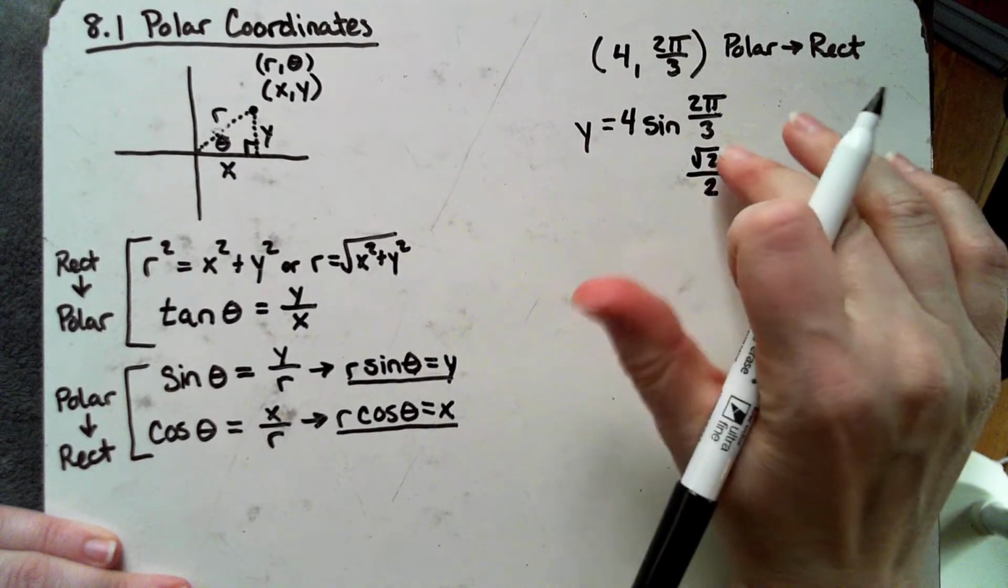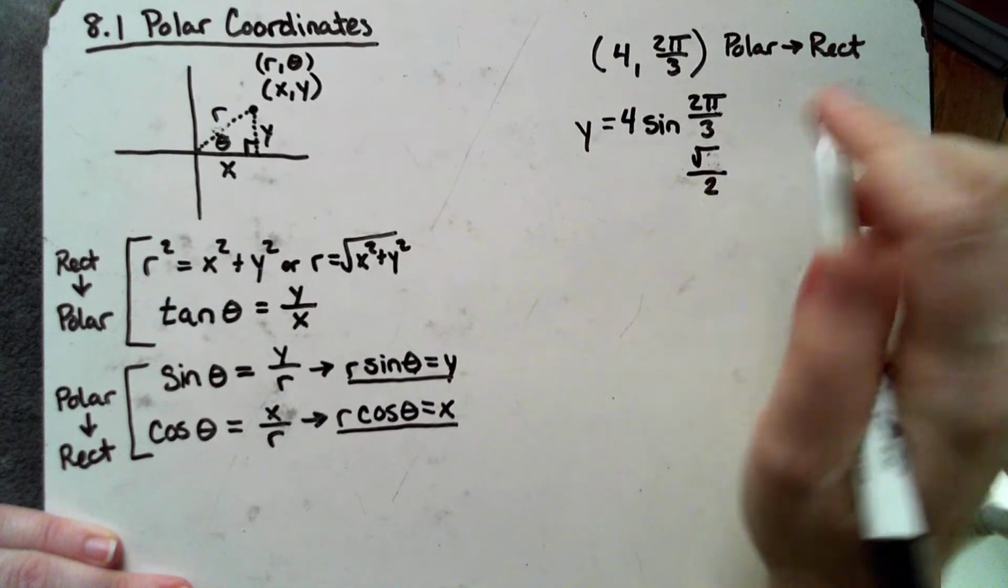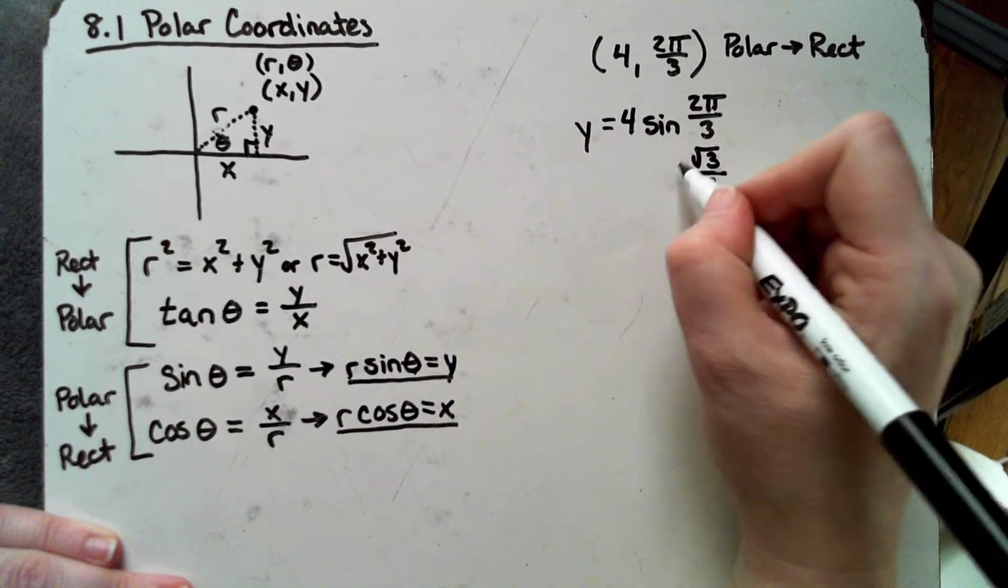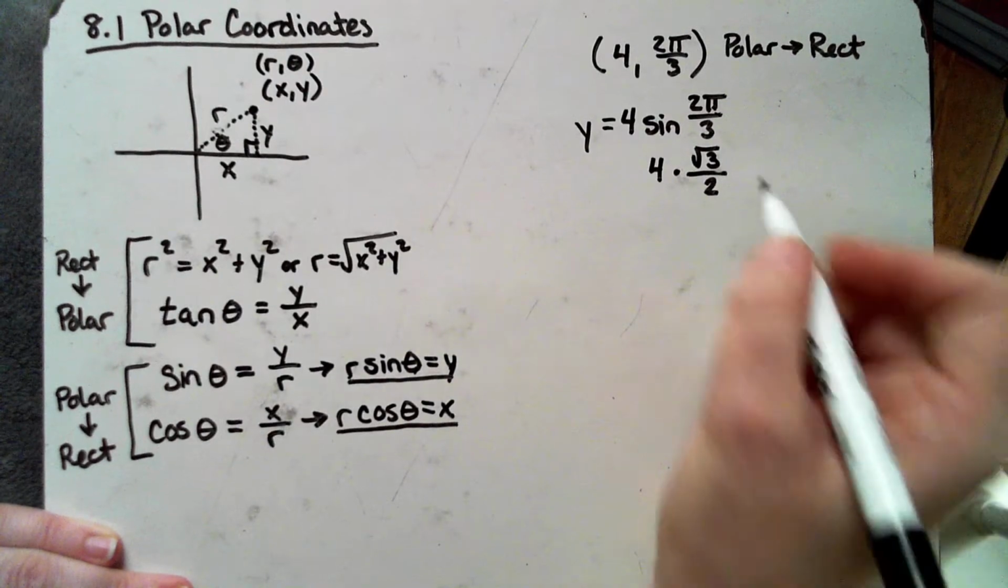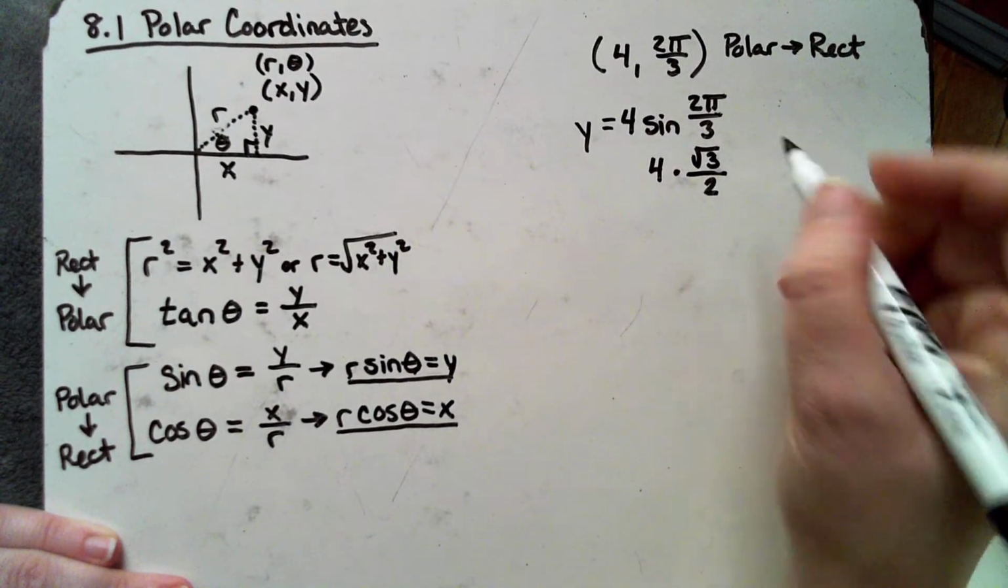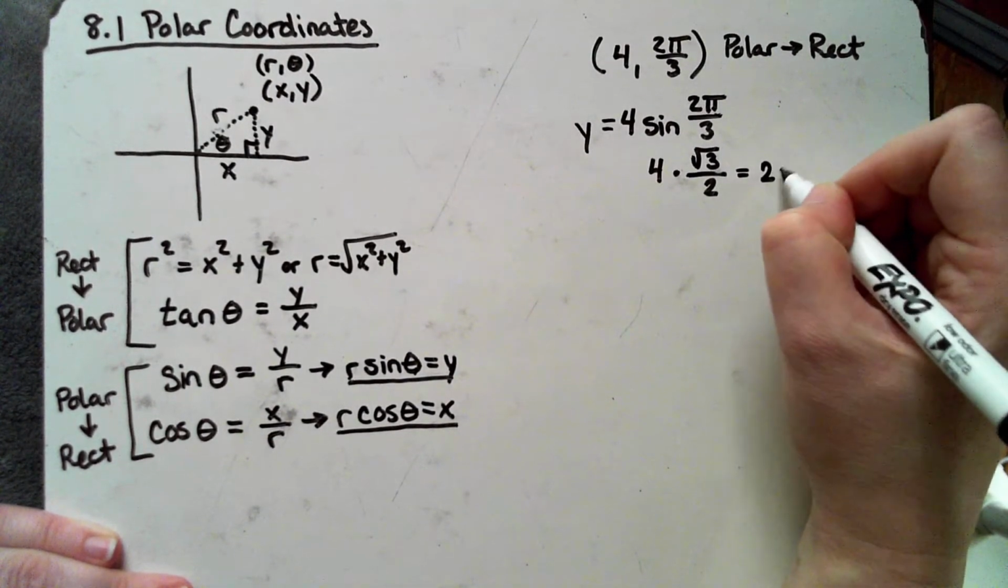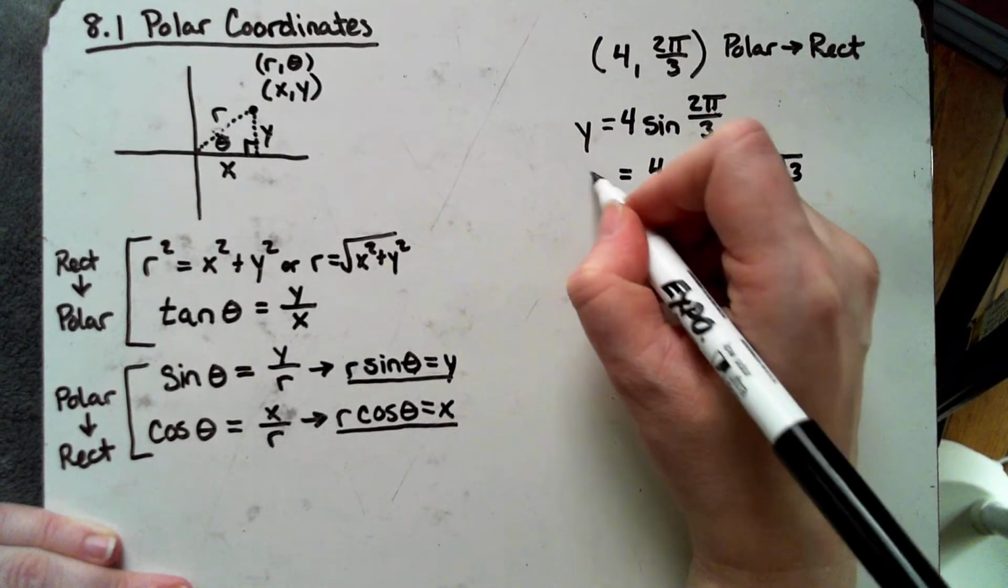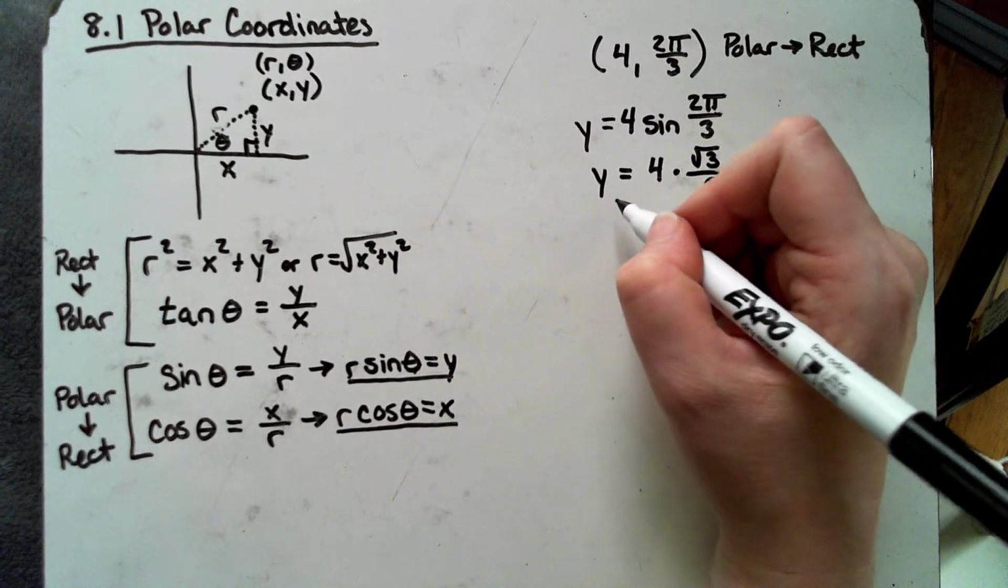And square root 3 over 2. And I would do 4 times this. And then I can just reduce, and I get 2 square root 3. And that is the y value. It is the exact y value that I need.